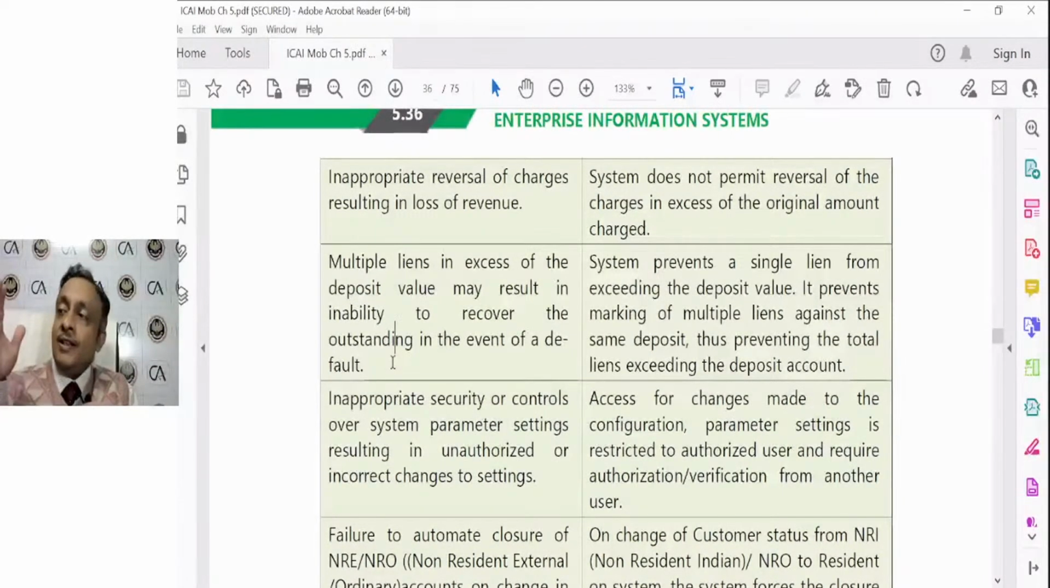What will happen? The total advance given by the bank is 1 crore 80 lakh, but the total security is 1 crore. So it's a risk. Now, how do you handle it? Read it. The system needs to prevent lien from exceeding the deposit value. So when you mark a lien, you have to say for how much amount. For my normal transaction, my FD is 1 crore and the lien will be 90 lakh. But suppose I say 1 crore FD and lien is 1 crore 80 lakh, the system will say no, it cannot be done. So that will save the bank.